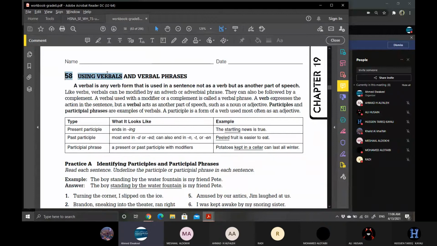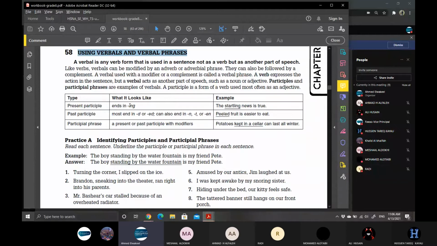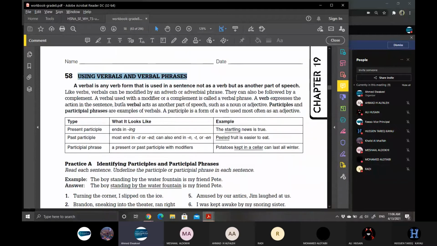On page 58, we were speaking about verbals and verbal phrases. And please, guys, please mention the title. Mention the title. If you don't know exactly what you are speaking about or what you are seeking, consequently, you will answer wrongly. So, to speak about the verbals and verbal phrases.